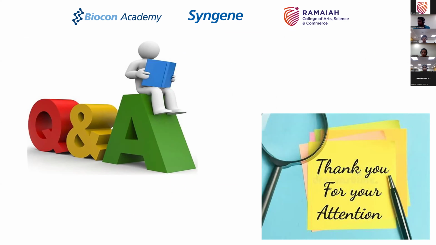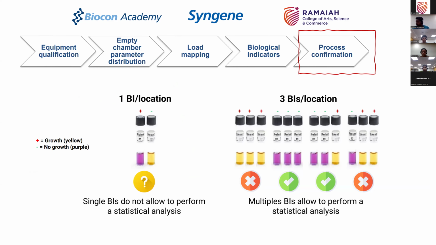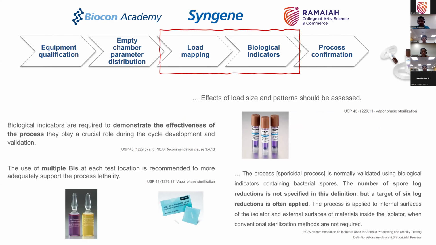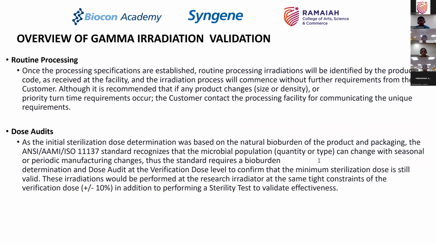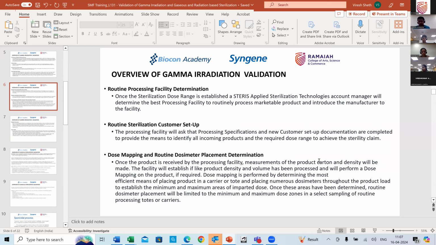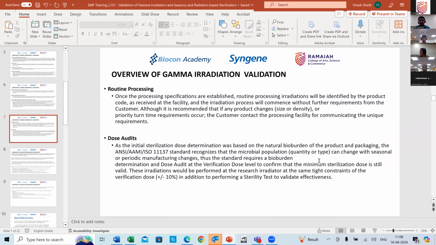So can you explain the verification tests? Verification where? Sir, in the validation of gamma radiation. You're talking about gamma irradiation or VHP? Gamma radiation, sir. So in gamma radiation, you're talking about dose audit or routine processing, or you're talking about placement determination. Which one? Joshua, where do you have the doubt? So the verification test, the plus or minus 10 degree. This one, yes, those audits.